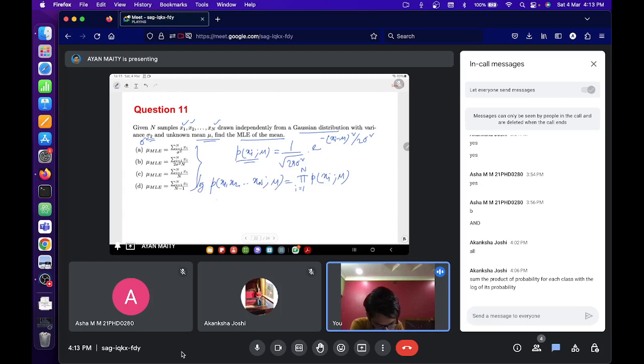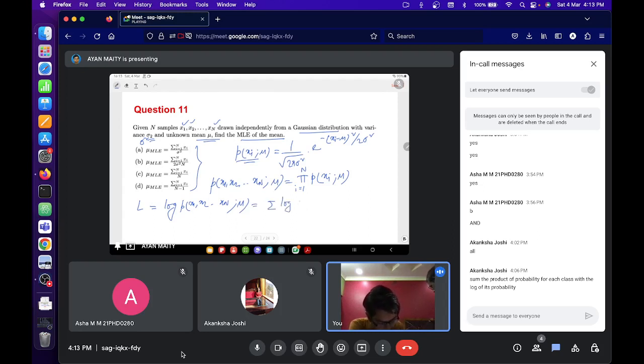Sorry, let me write it differently. So the actual log likelihood will be log of p of x1, x2, ..., xn given mu, for i equals 1 to n. So it would become a summation, because the log of the product becomes a summation.